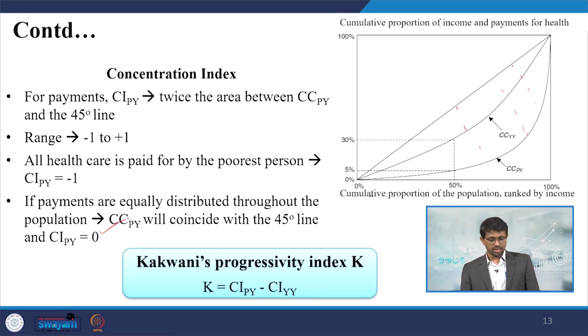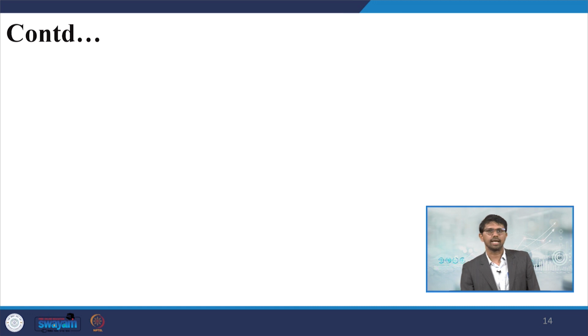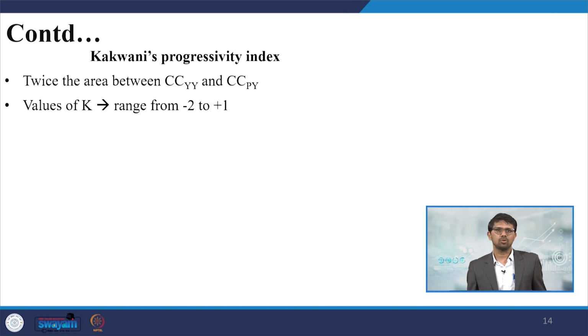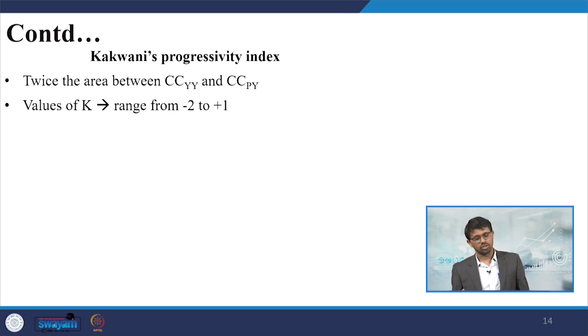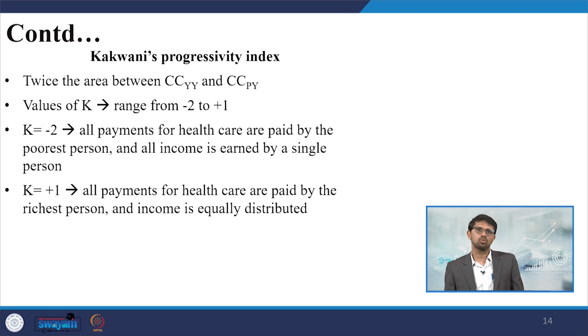Okay. So, Kakwani's progressivity index K is actually measuring this difference, that is CI PY minus CI YY. So, these two curved lines, and their gap, is nothing but the Kakwani's progressivity index. That is precisely twice the area between these two lines. Values of K range from -2 to +1, and there are a number of calculations made by different authors and their reports; here we are just presenting you the range, that is -2 to +1.